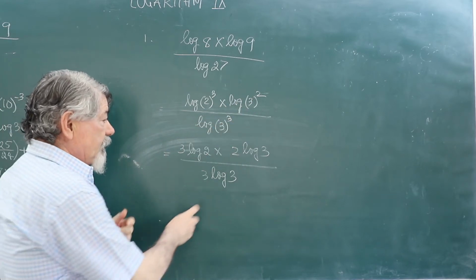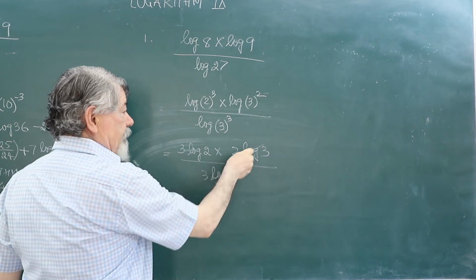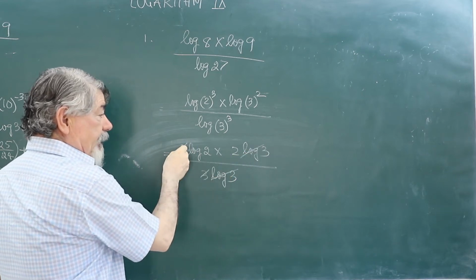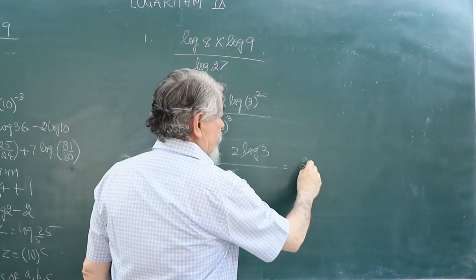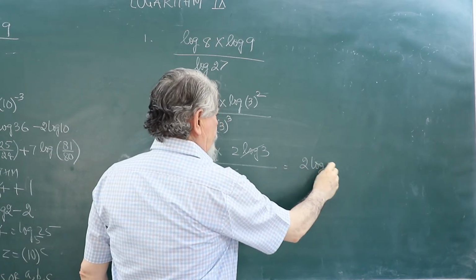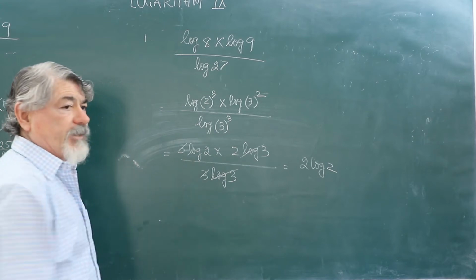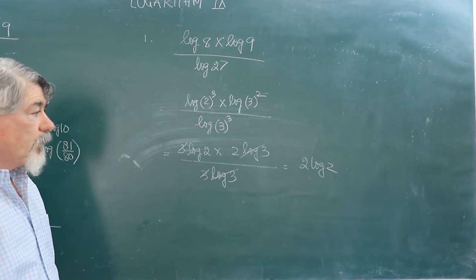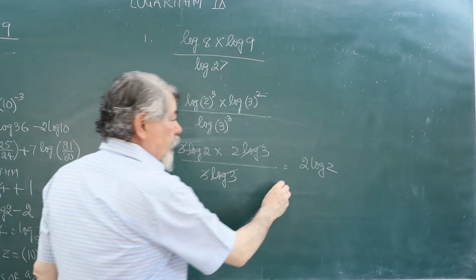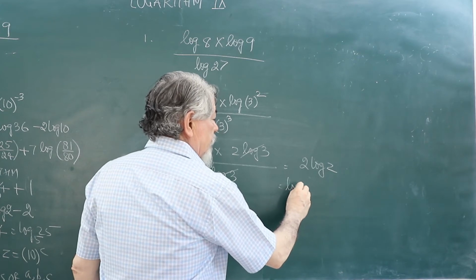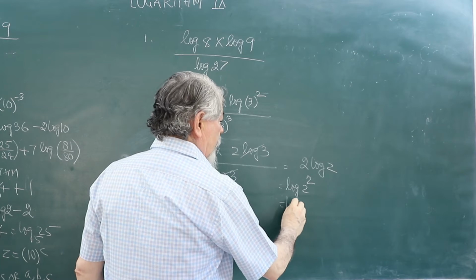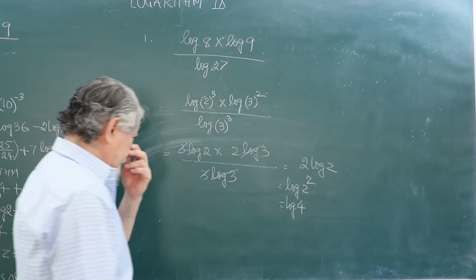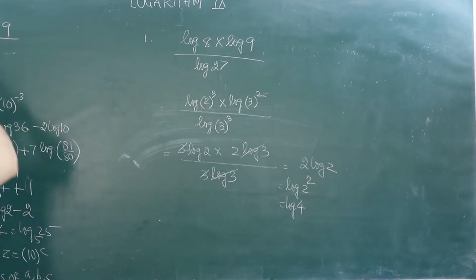Now you can see here log 3 can be cancelled, 3 and 3 can be cancelled. What is left is 2 log 2. 2 is left from here, log 2 from here. So it can be written as 2 log 2. I can take 2 as the power, log 2 to the power 2, or it could be written as log 4. This is the most simplified form from here.